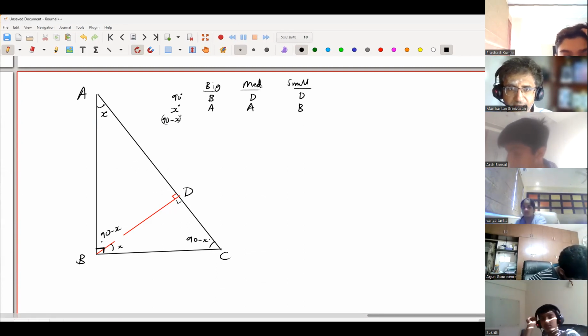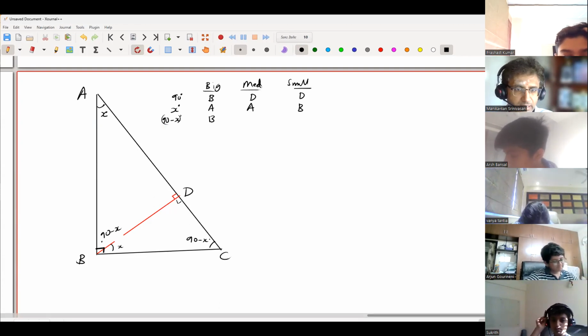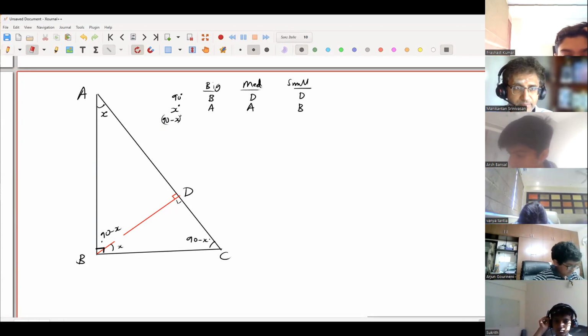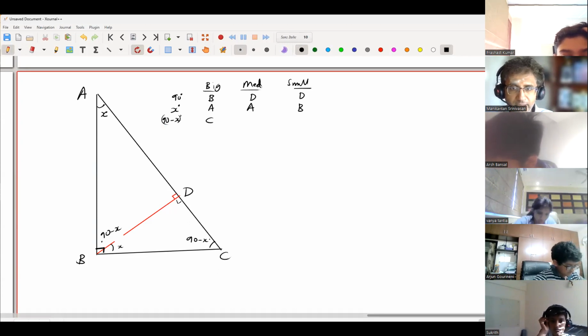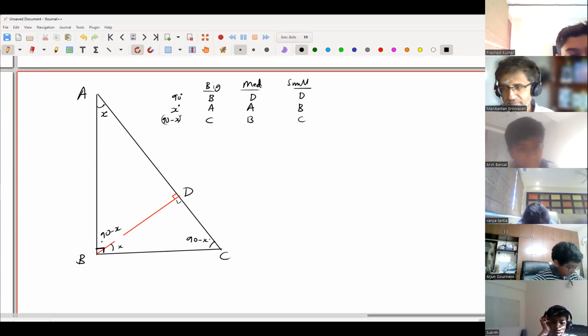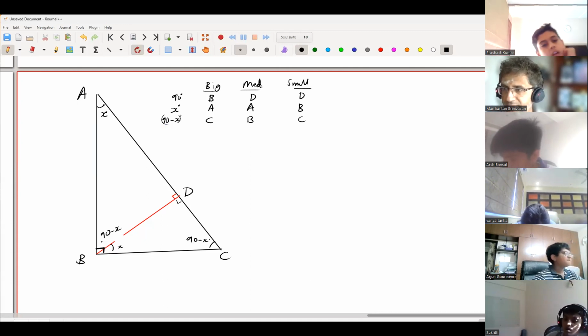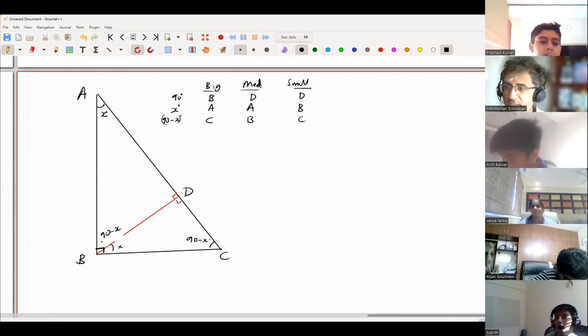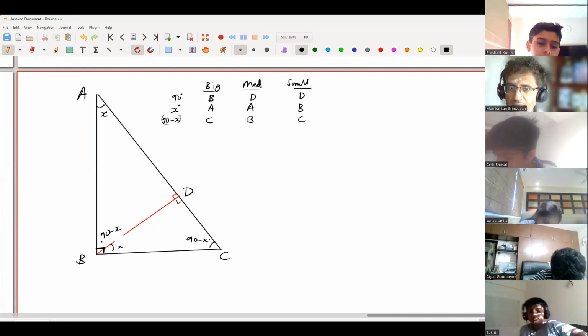And which is the 90 minus X degree? The 90 minus X degree in the big triangle is angle B. In the medium triangle, in the big triangle, it's not B, it is C. In the medium triangle, it's B. And in the small triangle, also it's C. So by AAA property, the three triangles are similar. Do you guys agree? Because all of them have the three same angles. Therefore, the corresponding measurements will also be same.